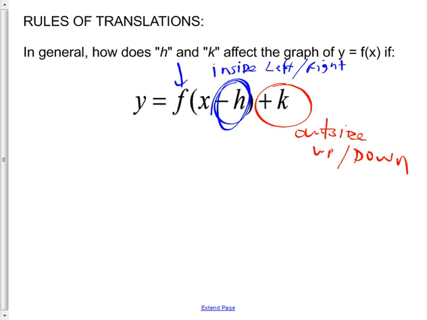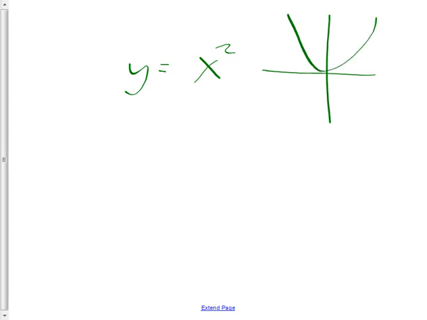One more quick thought. The stuff on the inside does the opposite of what you would expect. For example, if I say y equals x squared, you know that one is like this. And if I go like this, y equals x minus 3 squared, that, to me anyway, seems like it should be going to the left 3. Because the negative numbers, x's, are over here. That's where the negatives are. So it seems like it should be moving 3 to the left, but it's not.